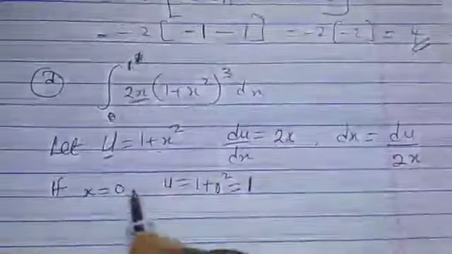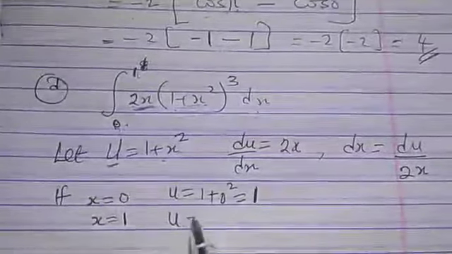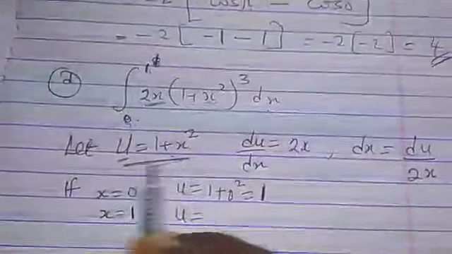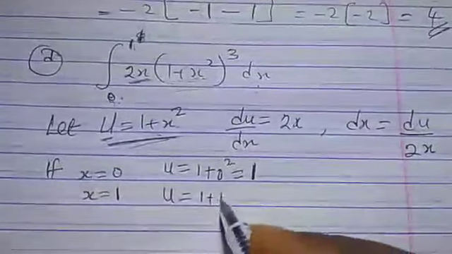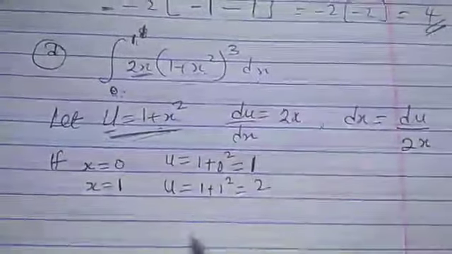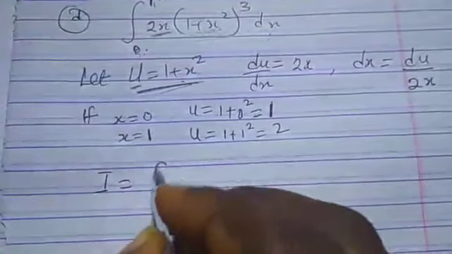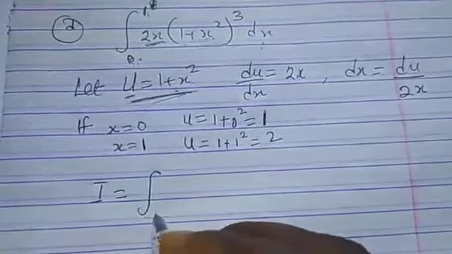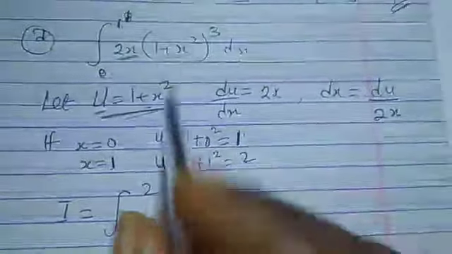I will change this boundary too by turning x to u. I will say if x is 1, so this thing is what I will be using. u will be equal to 1 plus 1 squared. That is 2. So in that case, the integration, let me use I for it. The integration will now become 1 to 2. You can see 0 to 1 has become 1 to 2.